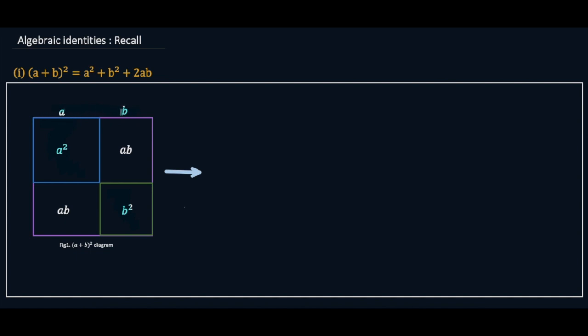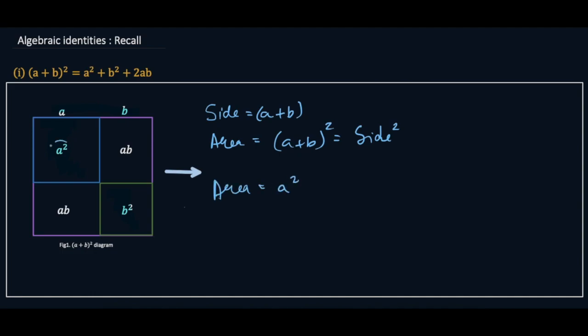Now if I want to calculate the area of this square, how will I go ahead with it? So first let's see what's the side of the square. Side is equal to a+b. And as we know, area of a square is side square, (a+b)². So the area is a², this component, plus b², the component on the bottom right.